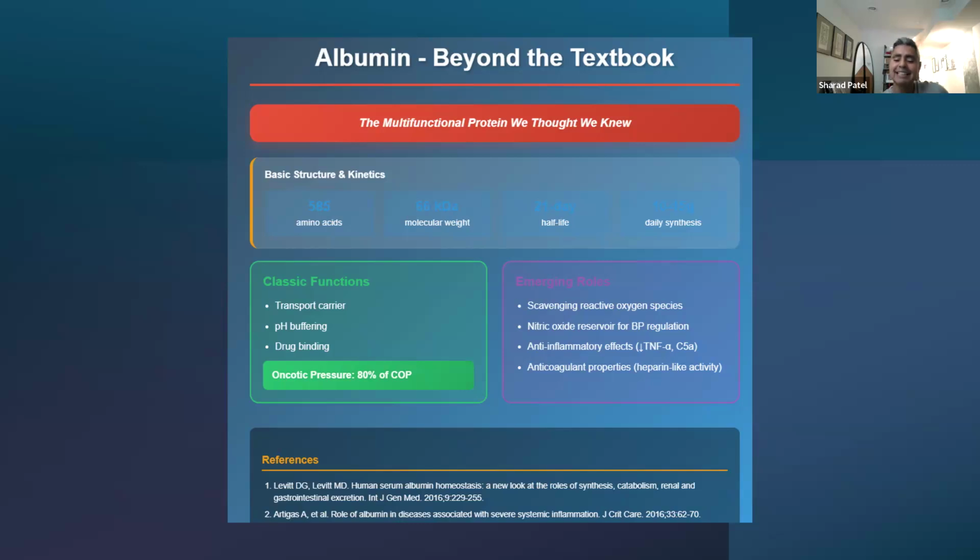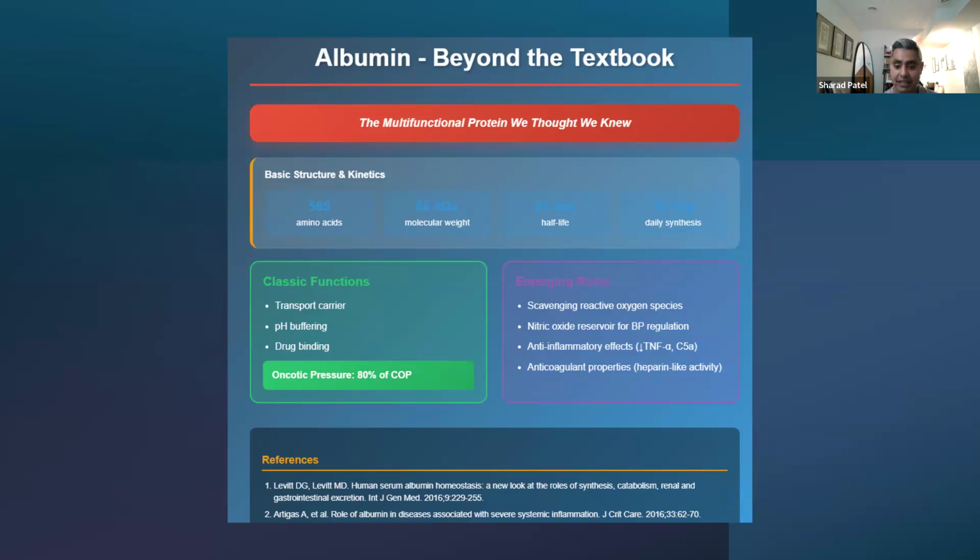Emerging roles are that albumin may have scavenging reactive oxygen species effects. So some of the benefit, let's say you have a patient with sepsis, septic shock, and you give them albumin, it may be acting as a free radical scavenger because it binds nitric oxide pretty significantly. And as we know in sepsis, nitric oxide is significantly high, and that's why we have this kind of vasodilatory shock. So it could act as a nitric oxide reservoir for BP regulation. So theoretically, as you give the albumin, it can bind some of this nitric oxide.